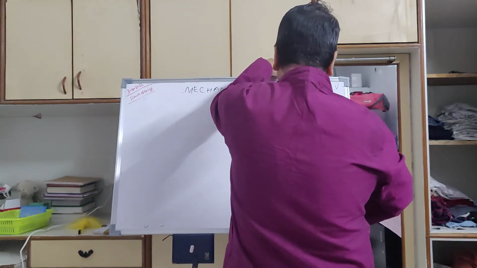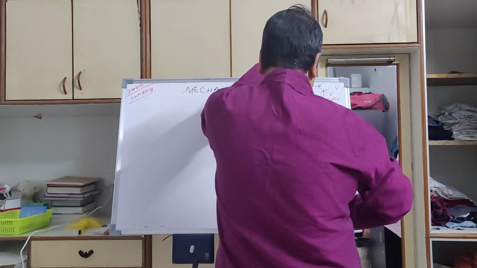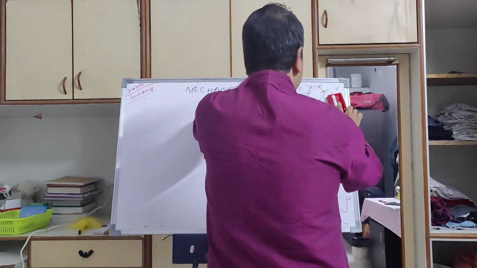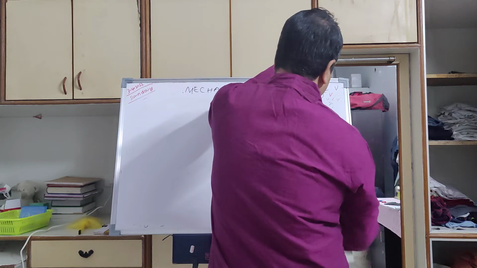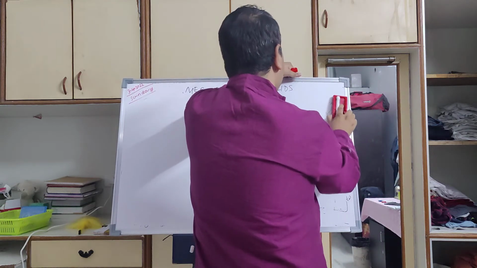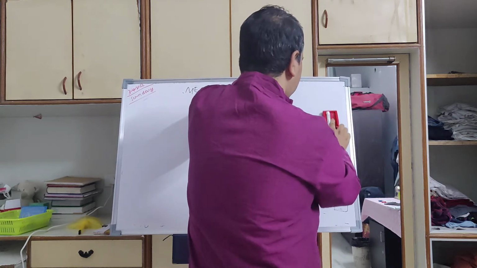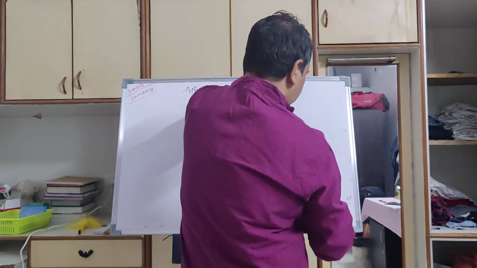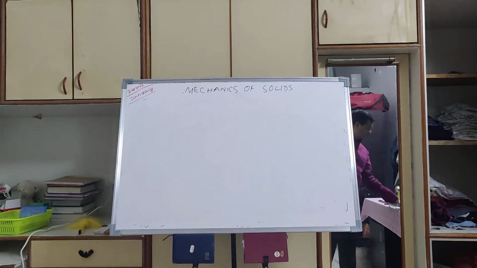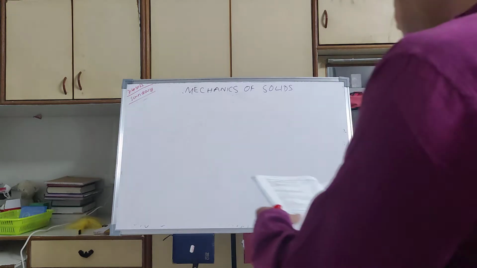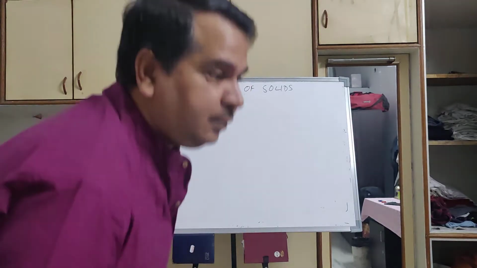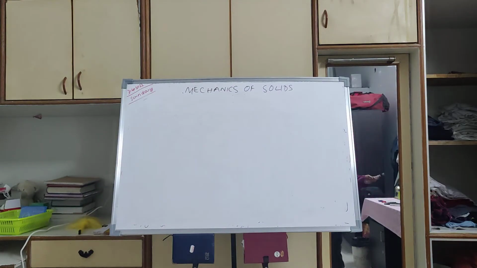Because the area remains constant, force by area becomes stress on the y-axis, and change in length by original length becomes strain on the x-axis. So deformation becomes strain on the x-axis, and force becomes stress on the y-axis. That's what I had explained earlier. So let us draw a stress strain curve.